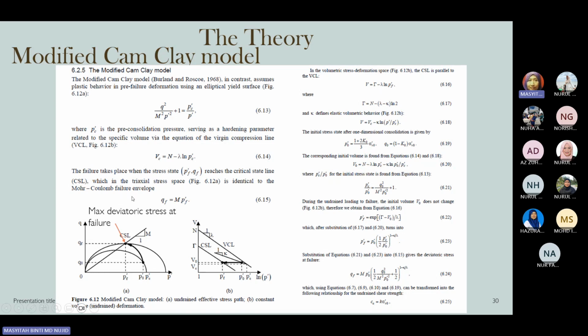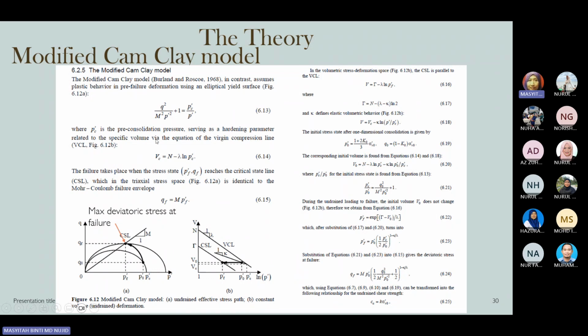And then it is also derived into the equation seen in 6.13, where the equation is q squared over M squared p' squared plus 1 is equal to p'c over p'. p' is the mean stress, p'c is the pre-consolidation stress, and q is the deviatoric stress. So you can see here, the hardening parameter is called the pre-consolidation pressure.